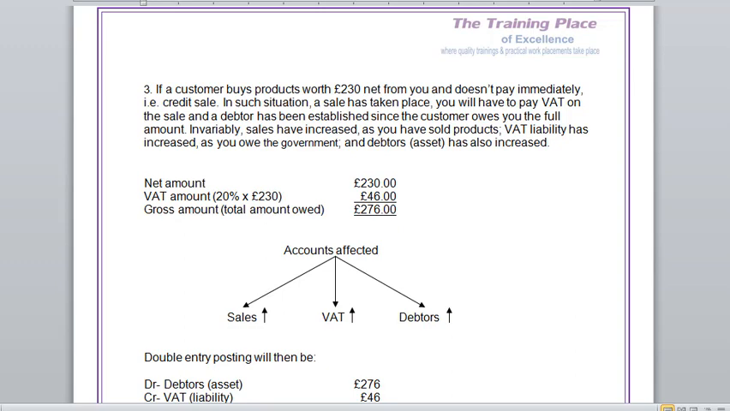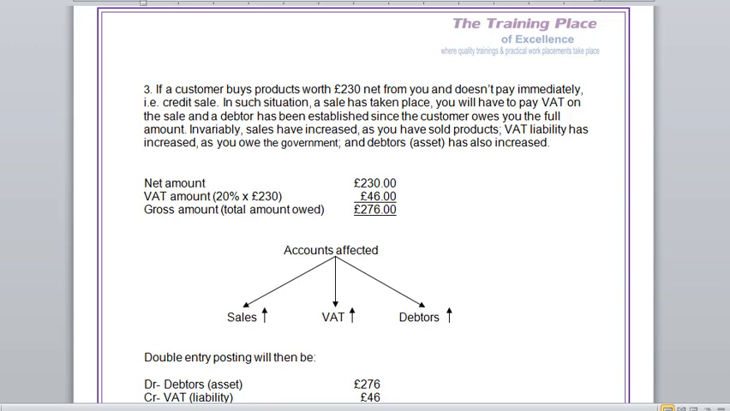What is happening to myself? I've sold something that's increasing. My sales is increasing. I will credit the sales. Then, of course, you have VAT. VAT on sales is a liability because the business has to make arrangements to go and pay the government that money. It is not their money. The money that is theirs is the net amount.